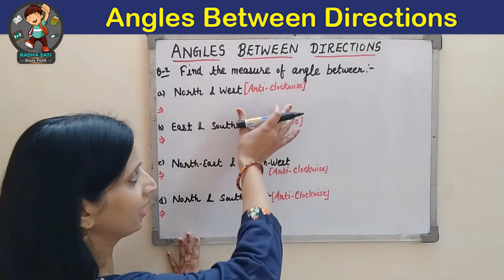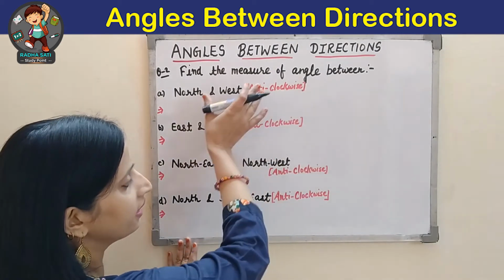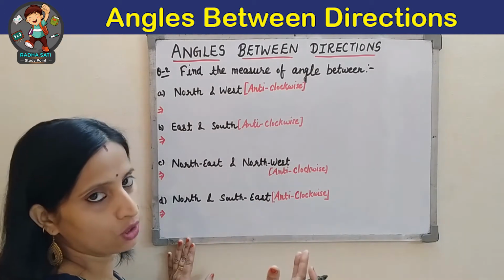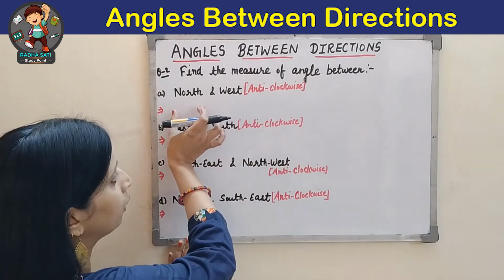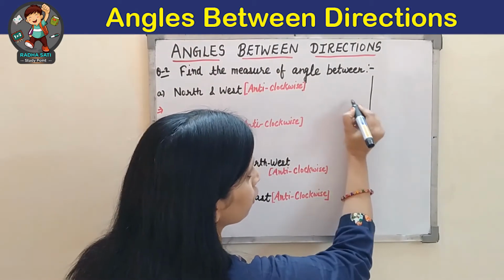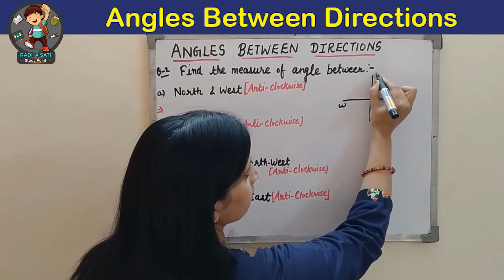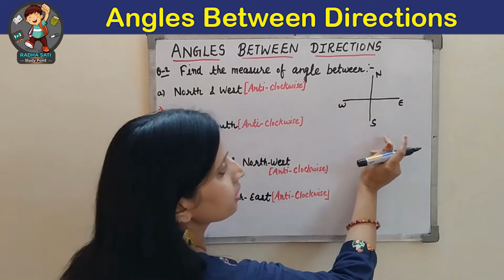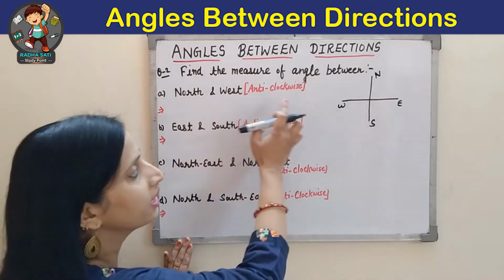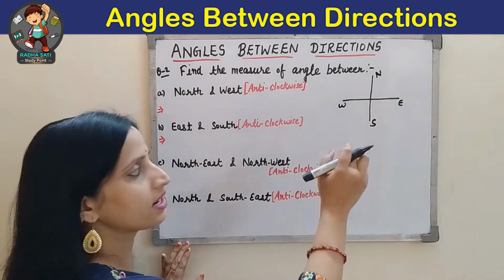Now we will do another question. So the question is, find the measure of the angle between these given directions. And now the rotation is given anti-clockwise. So the first part is between north and west. So again, first draw the directions. Mark them east, west, north and south. And now we have to find out the angle between north and west. And rotation is anti-clockwise. We will move in the reverse direction.